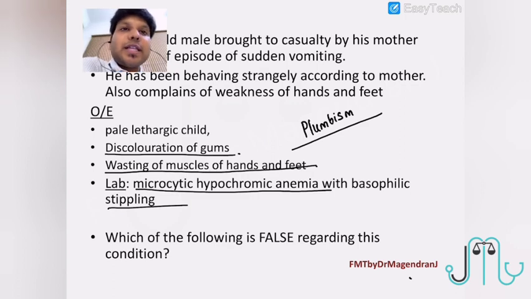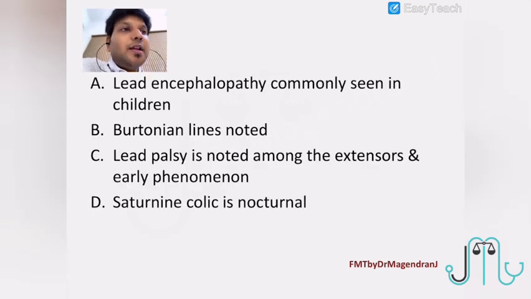Okay, we can see the basophilic stippling. We can see the discoloration of the gum, that is Burtonian line. We can see the wasting of the muscles of hands and feet. This is a case of plumbism. Lead encephalopathy is commonly seen in children. That is true. Burtonian line is noted. Yes, that is also true. We can see the Burtonian line in chronic lead poisoning.